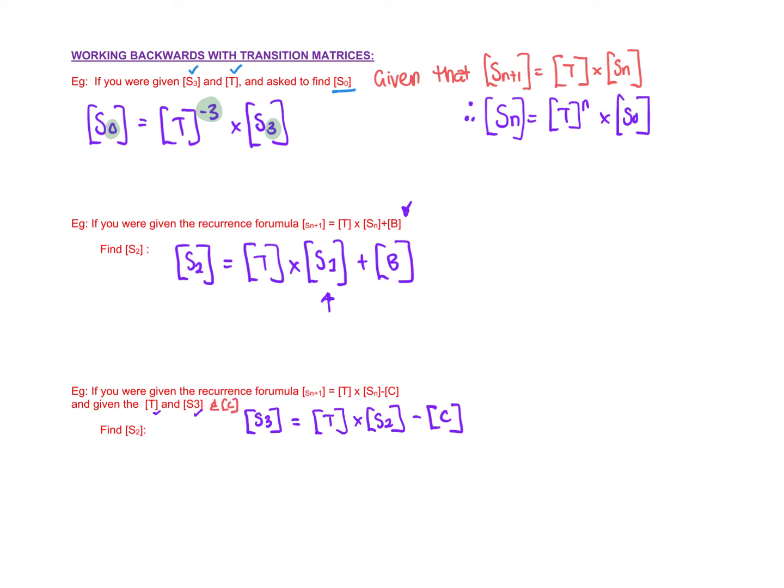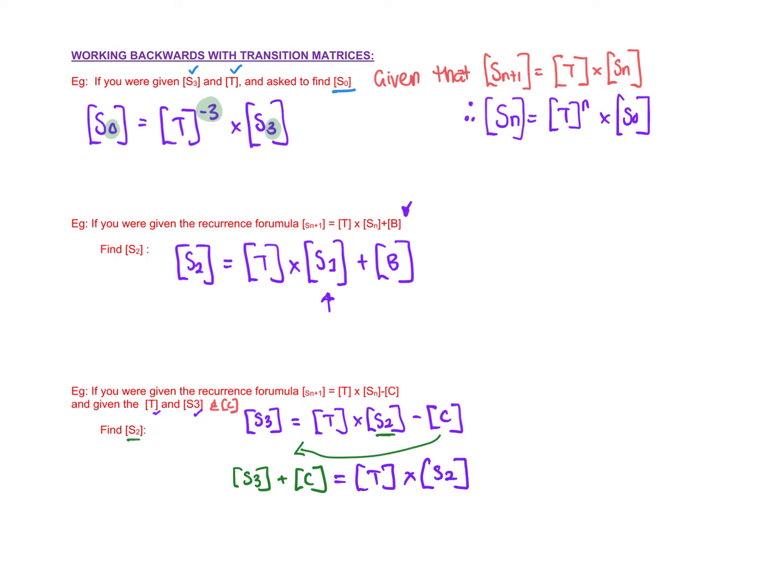If you want to go backwards, you have to go backwards in steps. So the first thing we'd have to do, because we essentially want S2 by itself, is move this C, minus matrix C. So we'd have S3 and we'd add C because it went over an equal sign. And then I'd still have equals this transition times S2.